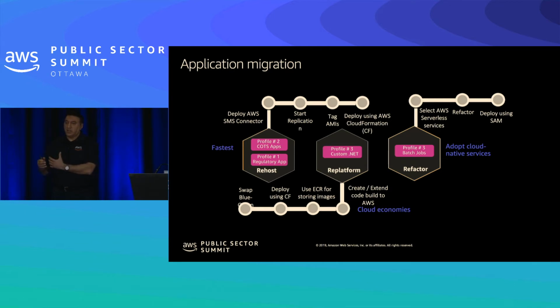In refactoring, you're actually changing the core architecture of the application. With re-platform, you're not really changing the core architecture of the application. You're just putting it on a different platform to gain economies. For example, we have Elastic Beanstalk, or what I mentioned, RDS, which is Relational Database Service. You can use those to gain those economies.